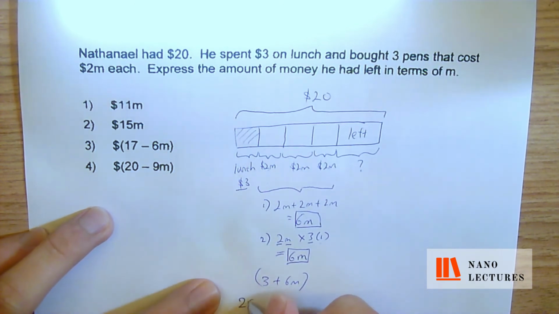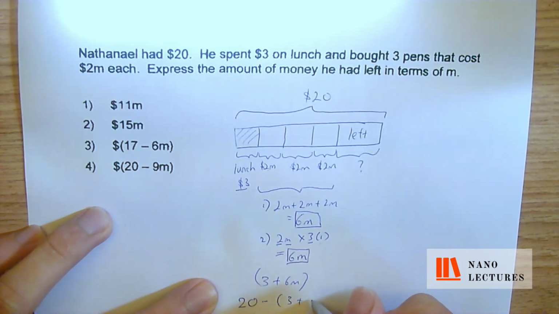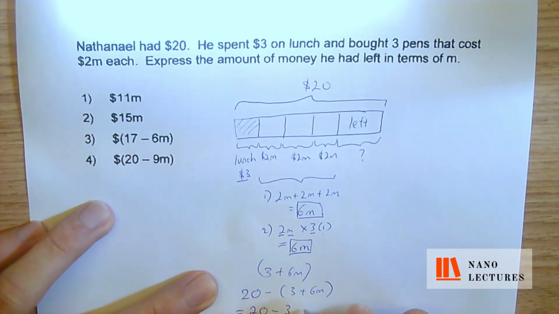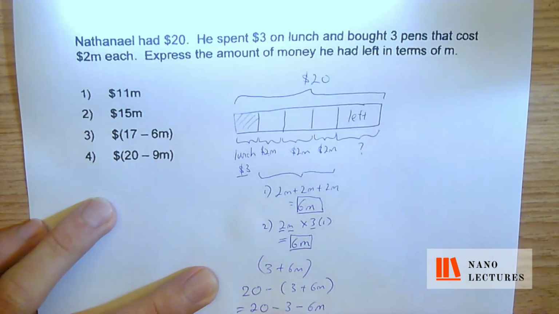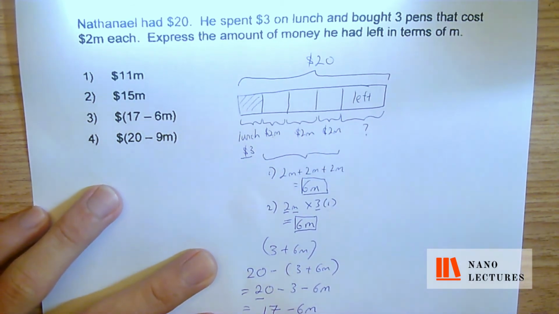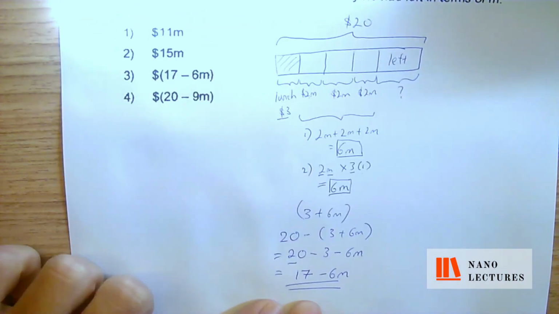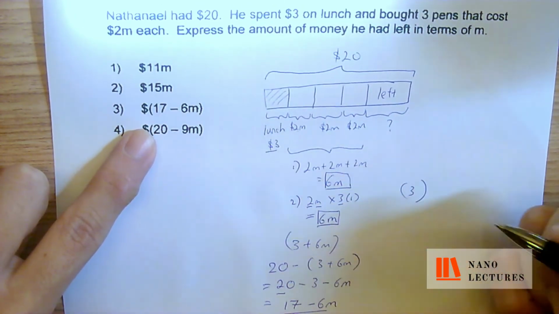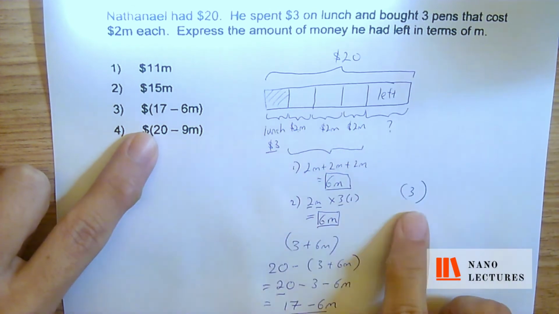So it will be 20 minus bracket 3 plus 6M. Okay. So it will be 20 minus 3 and minus 6M. 20 minus 3 will give me 17. And then you cannot subtract a whole number with a variable, so it will just be 6M. So the answer will be 17 minus 6M. The answer will be option 4.